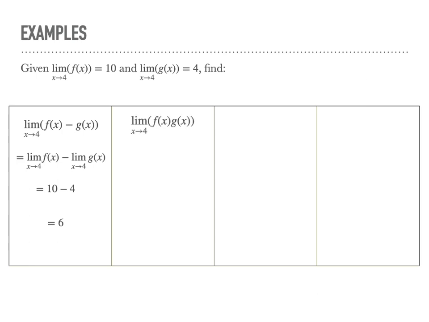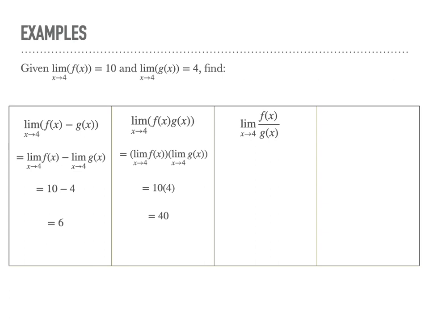Now we have to find the limit of f of x times g of x as x approaches 4. Now we can just split those as well, since it follows one of the 6 properties mentioned in the previous video, and we can just multiply those two values of the limits, which is just 10 times 4, which gets us 40.